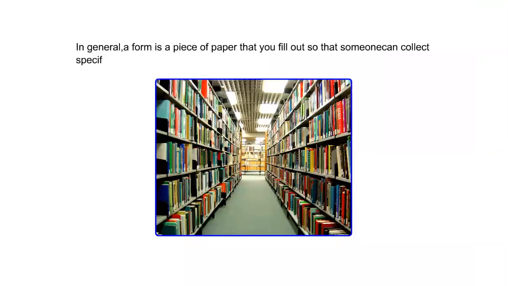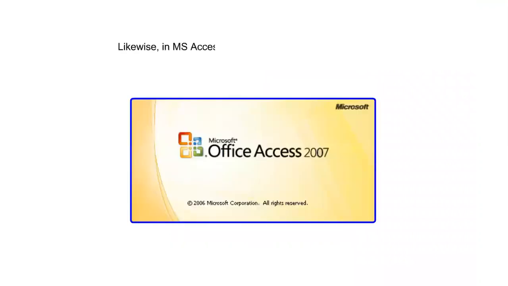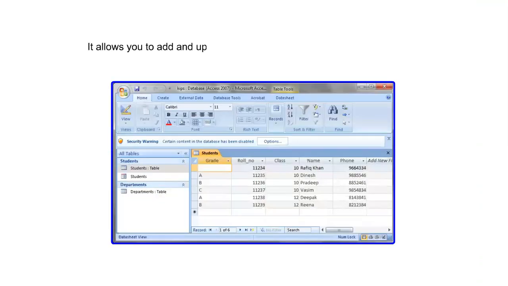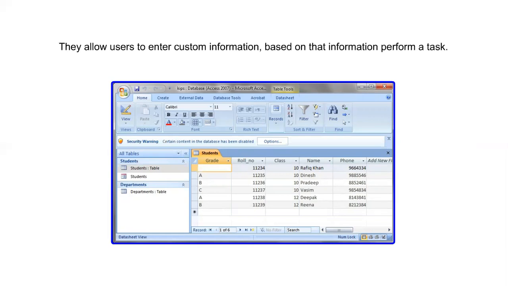In general, a form is a piece of paper that you fill out so that someone can collect specific information about you. Likewise, in MS Access 2007, forms are quite similar to it. It allows you to add and update data in one record at a time in a table. They allow users to enter custom information and, based on that information, perform a task.